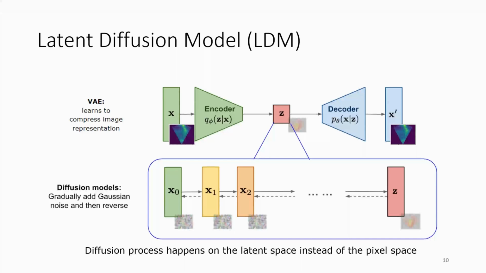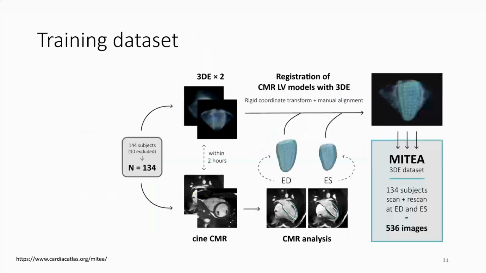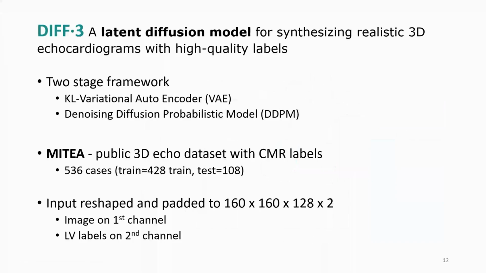So this is what we are going with, the LDM, latent diffusion model. And for the training dataset, we are using the MITEA dataset. This is the one that Debbie showed yesterday. We collected a large amount of 3D echo images that are labeled and aligned with MRI data, so we have high quality labels based on CMR registered data. We have in total 536 images at the time this method was developed.